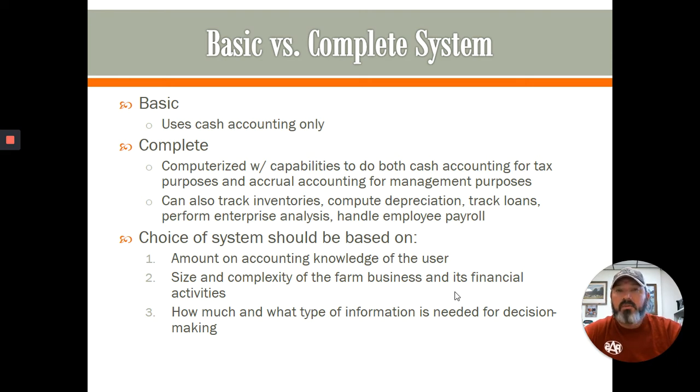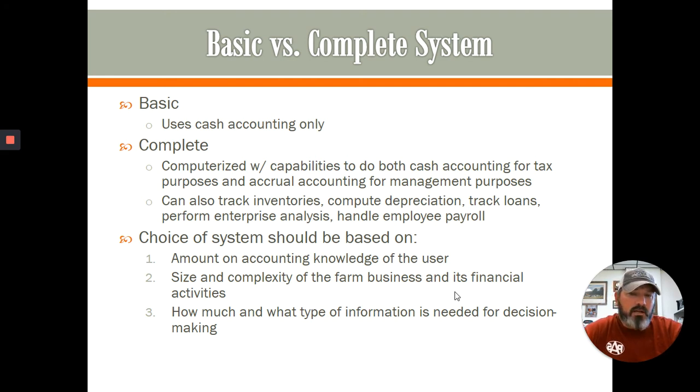Basic versus complete. Basic accounting is just simple cash in, cash out, expense in, expense out, revenue in, revenue out. A very basic system, and again, fits very nicely for those producers who just want to keep their records as simple as possible. A complete accounting system is probably going to involve you purchasing either a packaged accounting system or building yourself an Excel spreadsheet in order to itemize everything out. And that way you can do cash accounting for tax purposes or accrual accounting. You can do a lot of different things. You can track inventories, compute depreciation, so that everything is expensed appropriately.